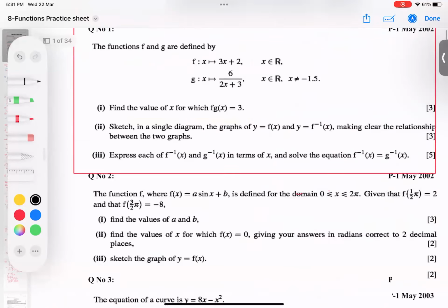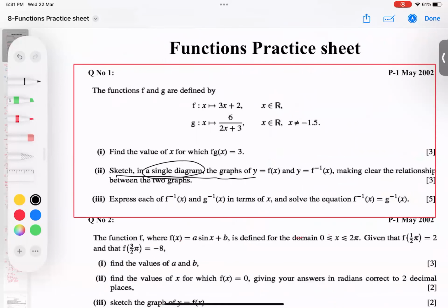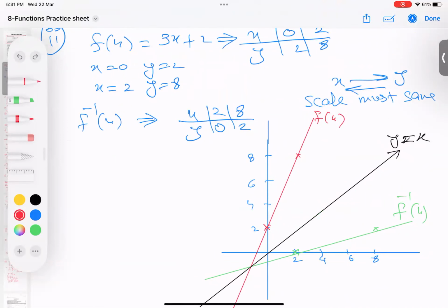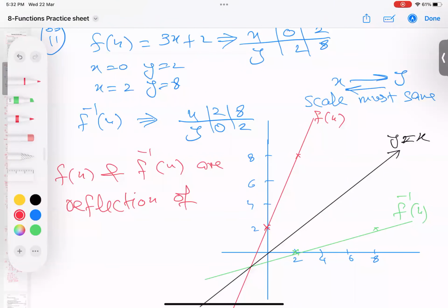See what question he was asking. He said: in a single diagram, sketch f and f inverse, and make clear the relationship between the two graphs. So it is a 3-mark question. Now you write here: f of x and f inverse of x are reflections of each other in the mirror line y equal to x. You can ask me one question, sir, is it always y equal to x? Yes, the answer is always y equal to x.